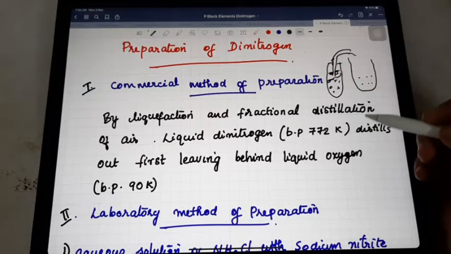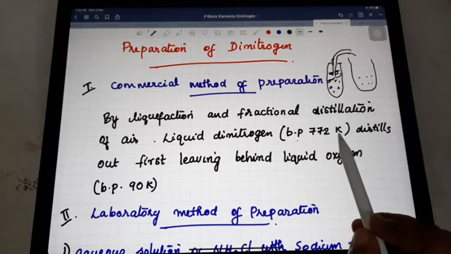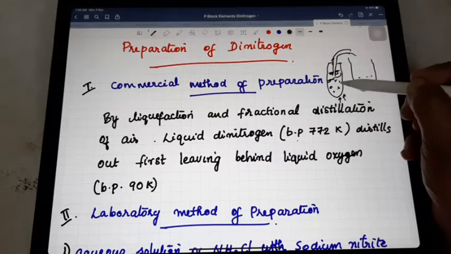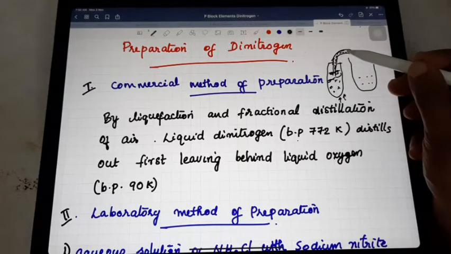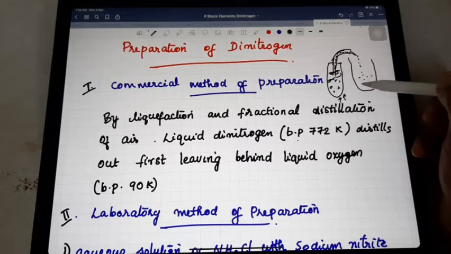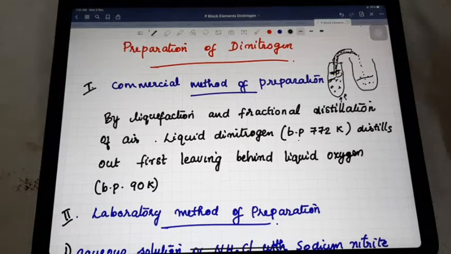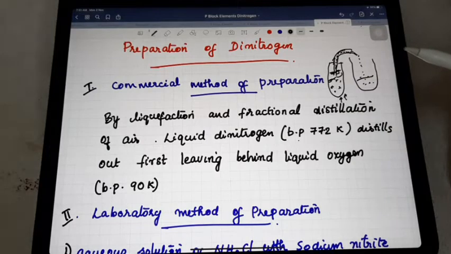Nitrogen has a lower boiling point compared to the other components in air. The boiling point of nitrogen is 77.2 Kelvin. So when we apply temperature to the fractionating column, the lower boiling point nitrogen is attained first, goes through the delivery tube and is collected first in the form of liquid dinitrogen. That is the commercial method of preparation, the liquefaction and fractional distillation of air. Liquid oxygen and liquid nitrogen, likewise liquid contents, we are getting.